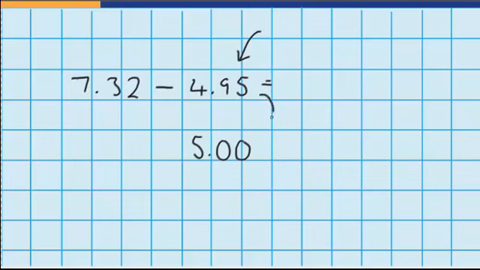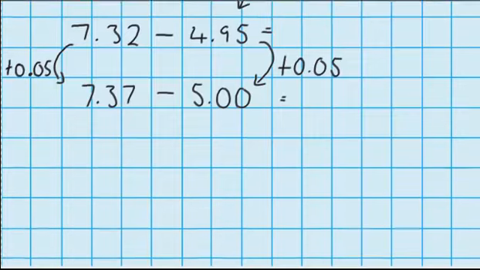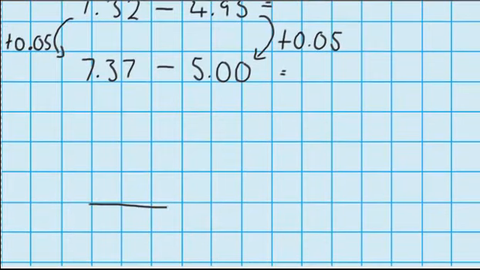So to change 4.95 into 5, I've had to add 5 hundredths. And because I've made this side bigger by 5 hundredths, I'm going to have to make this number bigger by 5 hundredths. 7.32 plus 5 hundredths gives me 7.37. Now let's just stop there for a minute and we'll go down a little bit further and we'll work out why both of these sides are getting bigger.